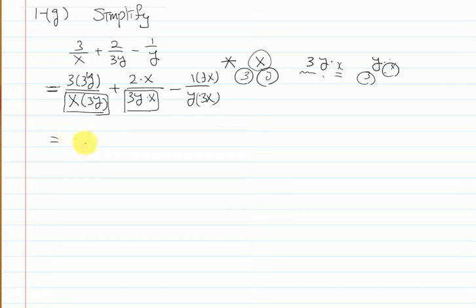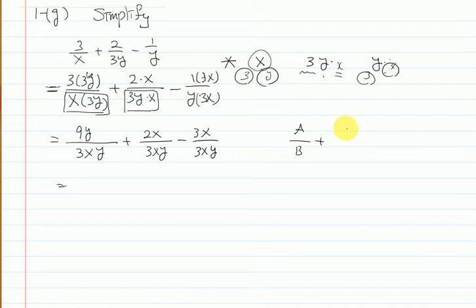So let me rewrite again. Let me just say 3xy for the common denominator. Then 9y is going to be the numerator for the first term. The second term will have 2x. Okay? And the third one is going to be 3x. Now, a over b plus c over b is a plus c over b, right? Simply. So we have all common denominators for 3 terms.